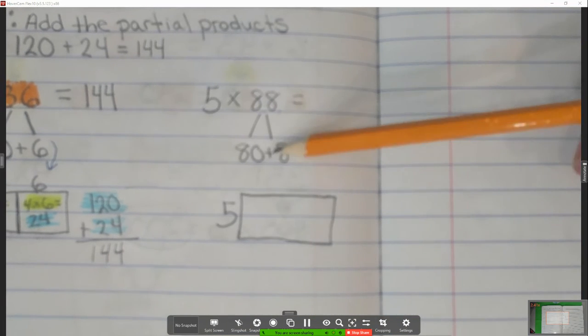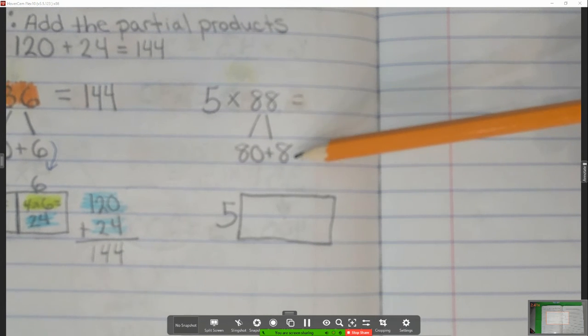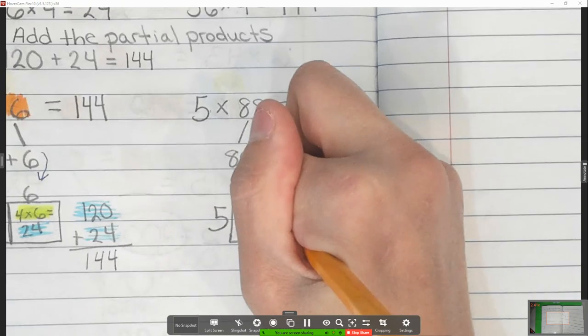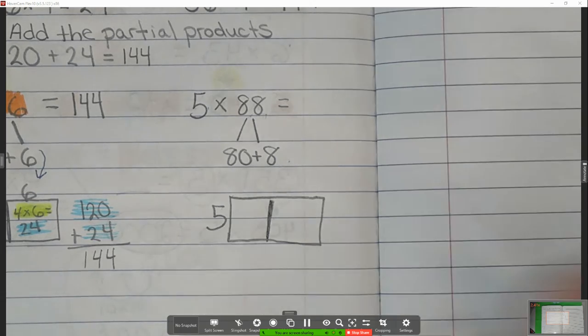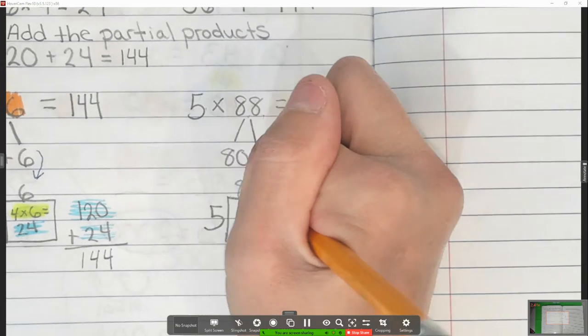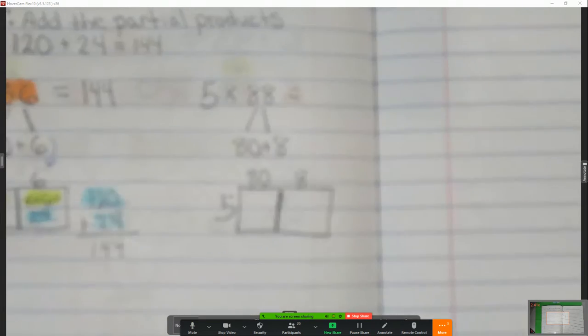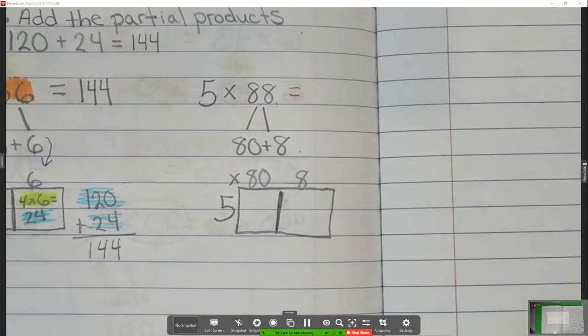And how many sections do I have to divide my rectangle into for my next factor? Leah, great, 2. So I'm going to go ahead and divide that into 2. Then I'm going to take this 80 and I'm going to take this 8. Let's put the little X here to remind ourselves that we're working with multiplication.